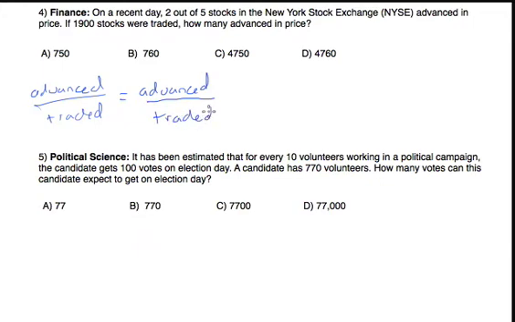Well, we know how many advanced in price. 2 out of 5 advanced, right? 2 advanced out of every 5 that were traded. How many advanced? We don't know. Out of how many traded? 1,900 stocks that day. So 1,900 times 2 divided by 5 is 760. So our answer is B.